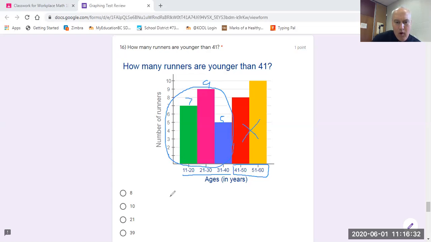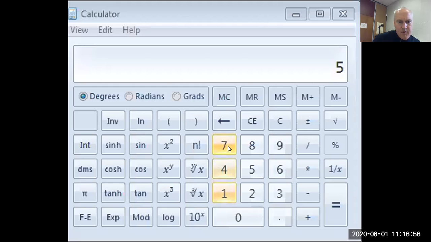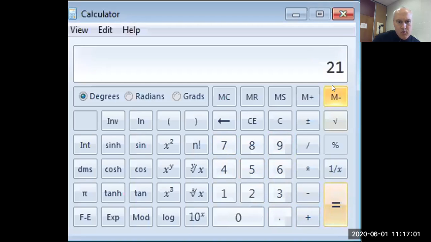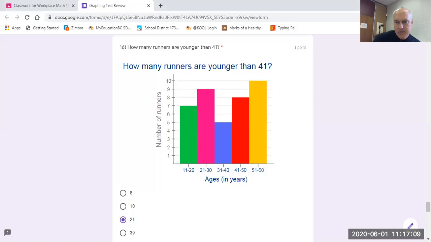So basically, the amount of runners that are under 41 is the total of these 3 sections, 7, 9, and 5. So if I add those all up, and I try and kind of do that in my head, we're going to end up with 21. But we can switch to a calculator and just double check that. So basically what we're double checking here is the totals here, which is 7 plus 9 plus 5, which gets 21, and that's why that would be the correct answer. So if I come back in here, I would choose this as my correct answer.